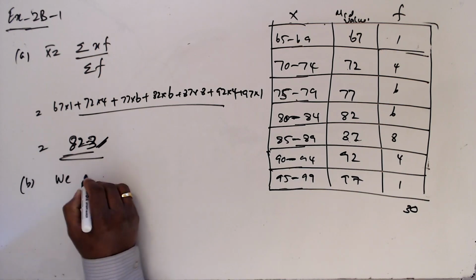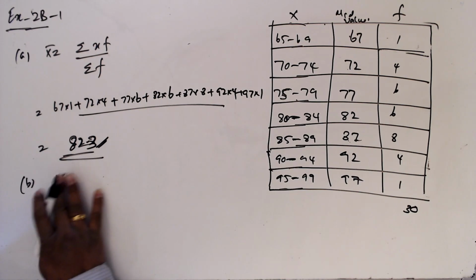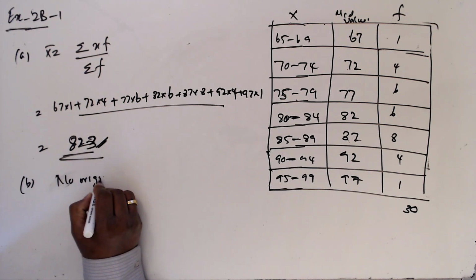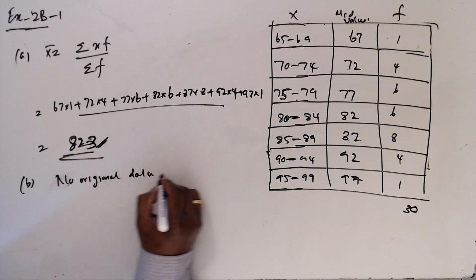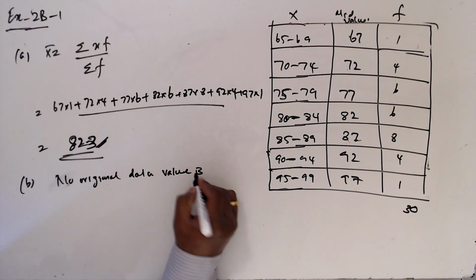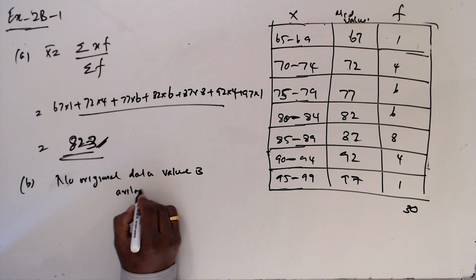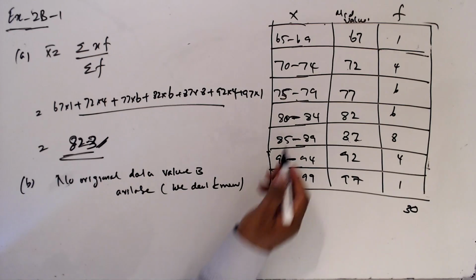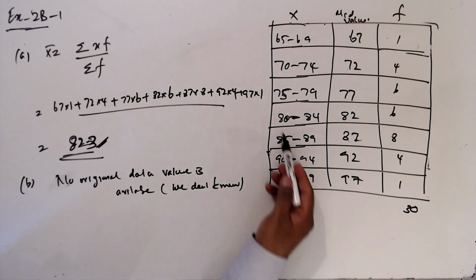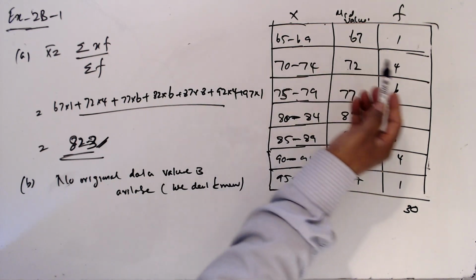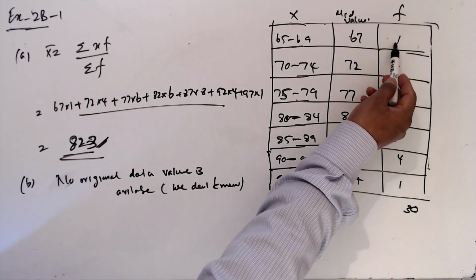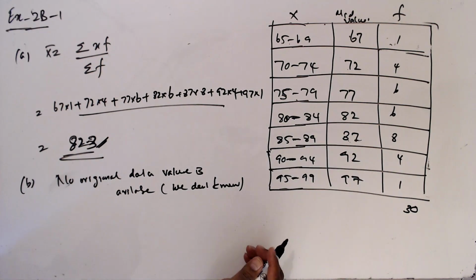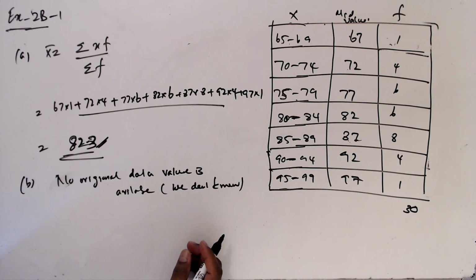Because no original data value is available, because we don't know. They give this kind of intervals. We don't know what is the exact value this person took. It is 65 or 67 or 69, we don't know. That's why it is an estimate.